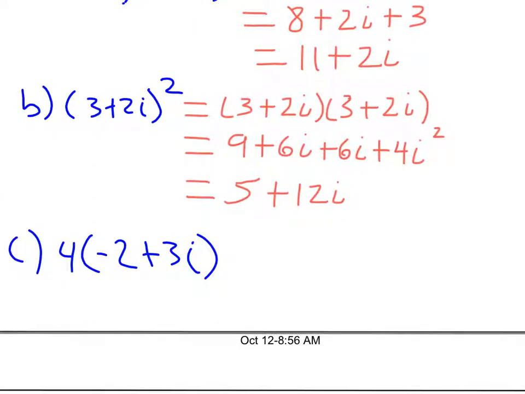Not a lot of crazy stuff going on here. The 4 needs to be distributed, and we'd get -8 plus 12i. Those terms can't be combined. It's in our standard form, and that's that. Okay? If you stick with the FOIL approach and use the fact that i squared is -1, there's not a whole heck of a lot to these operations. They're not really all that bad.